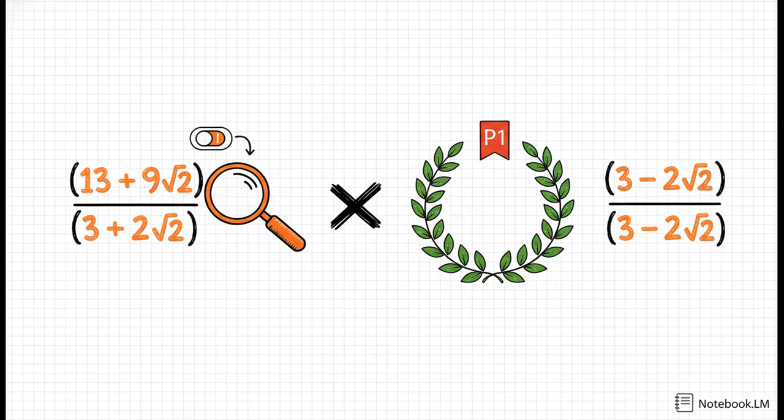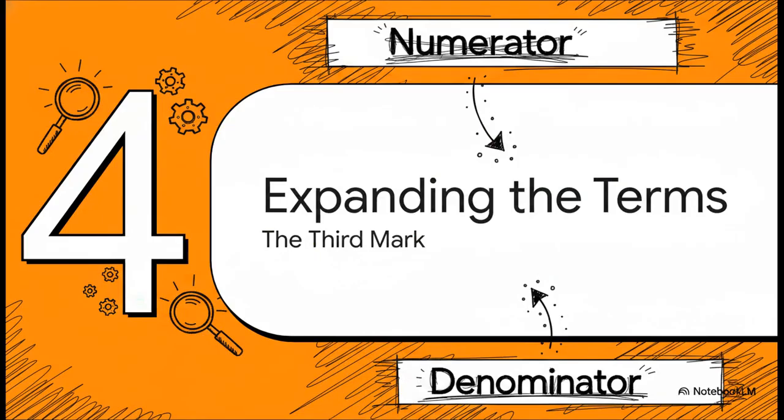Now, what's a conjugate? It's super simple. You just take the denominator, in our case 3 plus 2 root 2, and you flip the sign in the middle. So it becomes 3 minus 2 root 2. And just by setting up this multiplication, you've shown the examiner you know exactly what to do. And bam! That's your second process mark. Another P1, locked in.